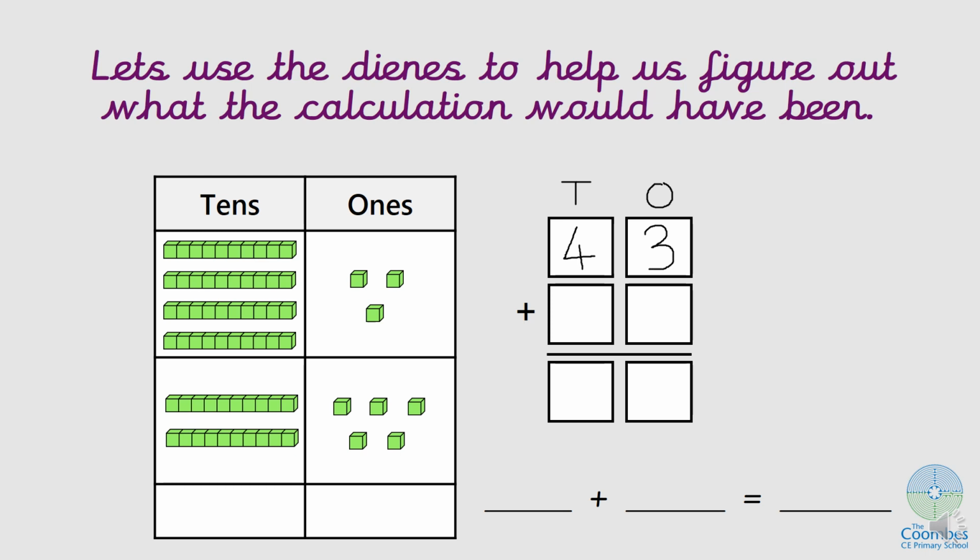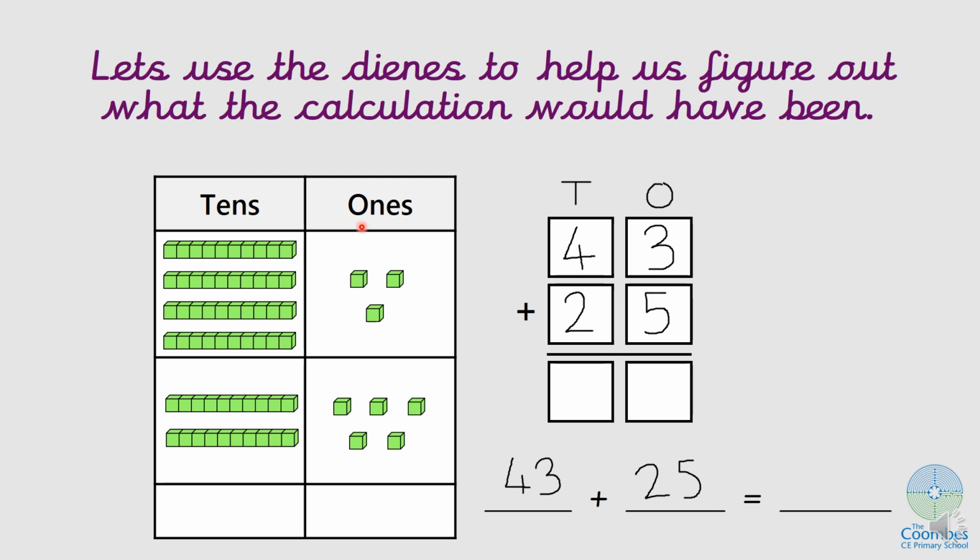Let's look at our next number. 10, 20. So we've got 2 tens. 2 tens is 20. And how many ones? 1, 2, 3, 4, 5. 5 ones. So our calculation is 43 add 25 equals. So let's work it out.